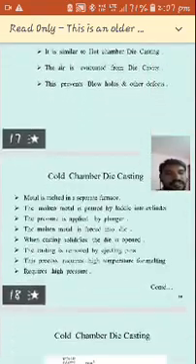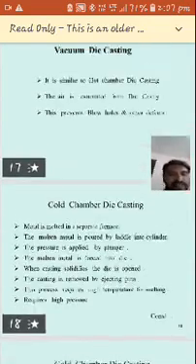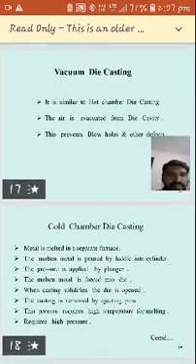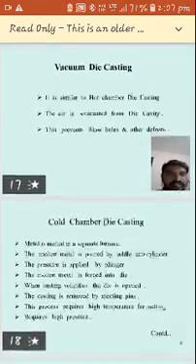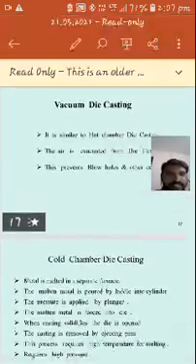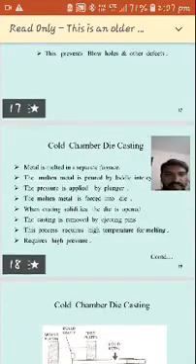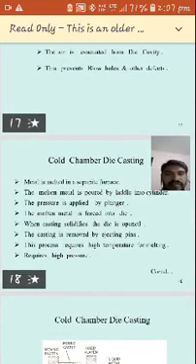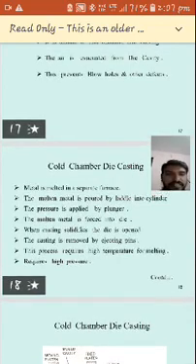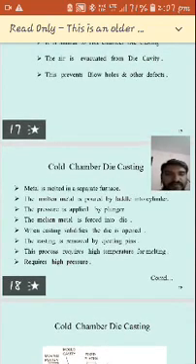And then the next one is cold chamber die casting. So hot chamber die casting has the ram type and the plunger type, then vacuum die casting, and the last one is cold chamber die casting. Here the metal is melted in a separate furnace.